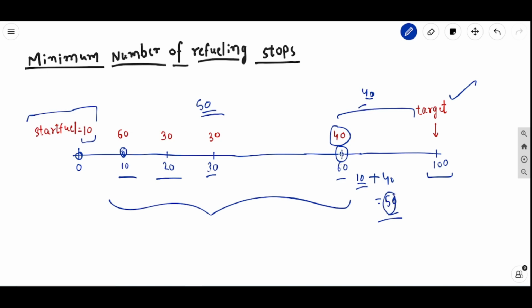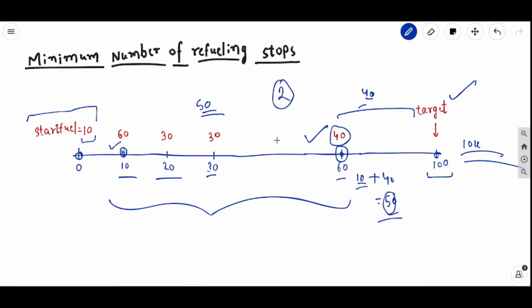So from position number 60, we refill the tank, getting to a capacity of 50 units. Now from position number 60 we just reach position number 100, and at position number 100 the remaining fuel would be 10 units. That means we stopped at exactly 2 gas stations, at position number 10 and at position number 60, and the answer for this test case would be 2. And this is the most optimal way to stop at the gas stations.